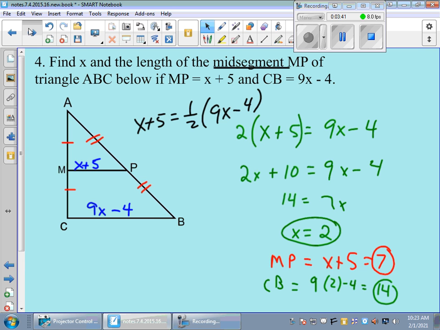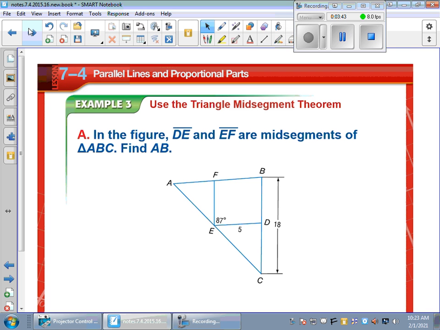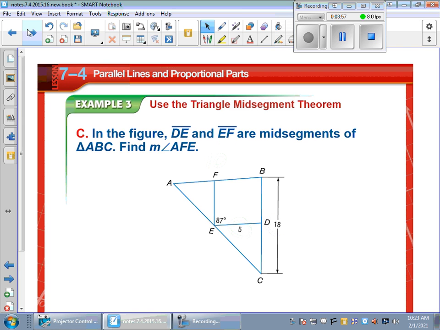just to show you that the other one's double. This slide right here is just a concept where if this is 5, you double this to be 10 because we have DE and EF are mid-segments. If this big side is 18, half of that is 9. Just kind of working with that concept. Next one involves angles. Two parallel lines right here cut by a transversal. They want AFE, or alternate interiors, so they're both 87.